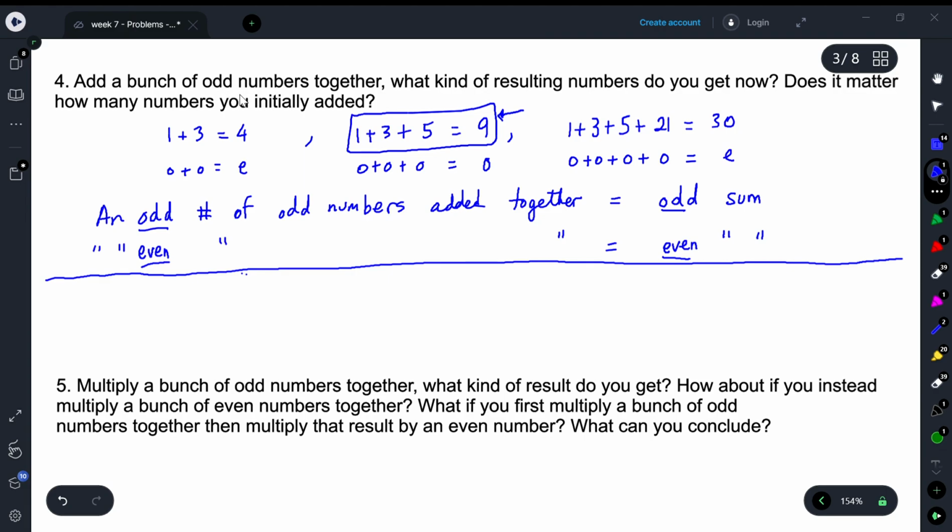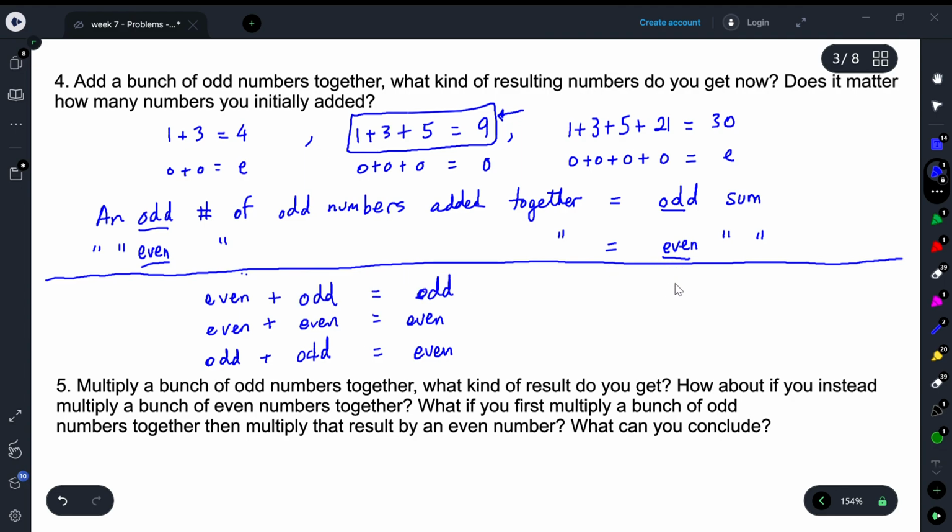So let's just summarize actually. What does this mean? An odd number of odd numbers added together is an odd sum, an even number of odd numbers gives us an even sum, and an even plus an odd number, we just saw with our example, gives us an odd result. All right, so our summary is the following. Even plus even is even. Odd plus odd is even. And even plus odd is odd.